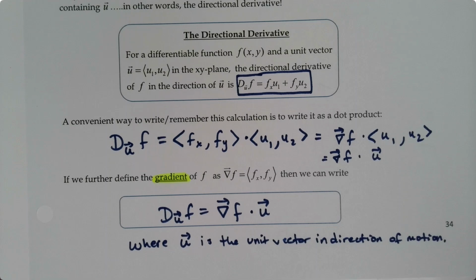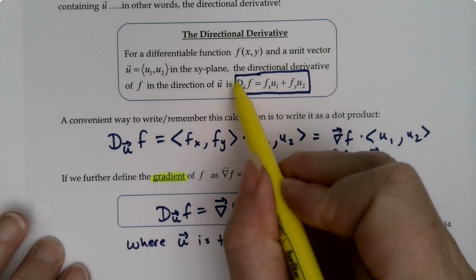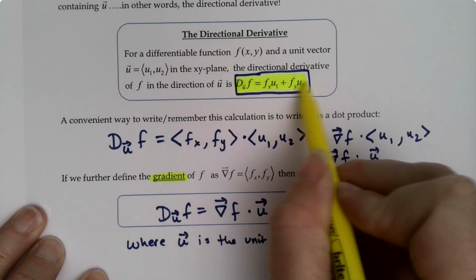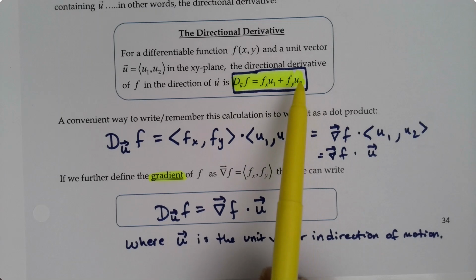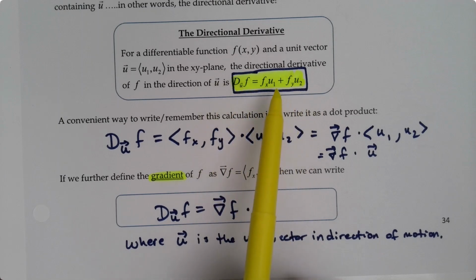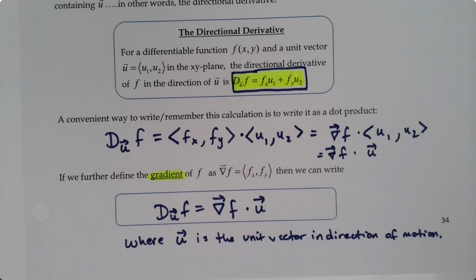So now we have a sense of what the directional derivative is, right? It's how the ceiling above your head is changing as you move in the direction of u, and this is how you're going to calculate it. But we're going to save calculating it for the next video because this took us a while.